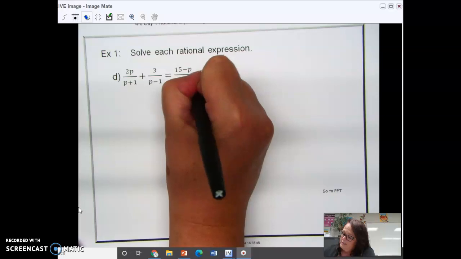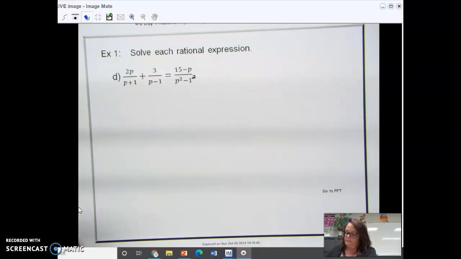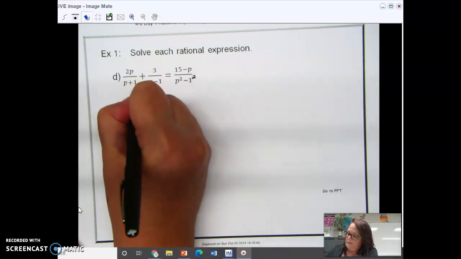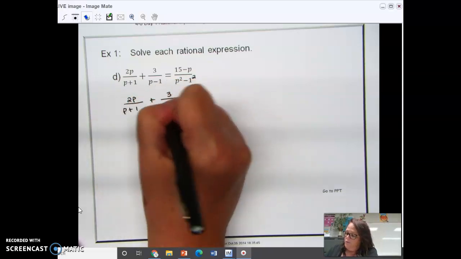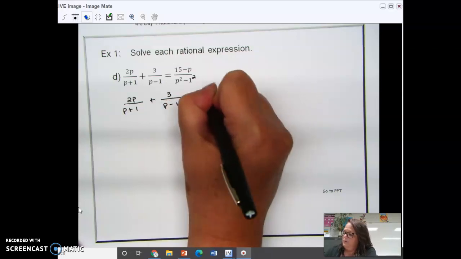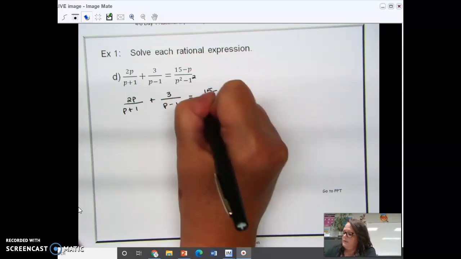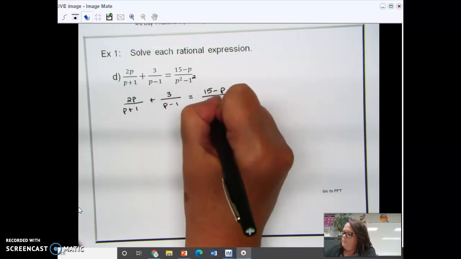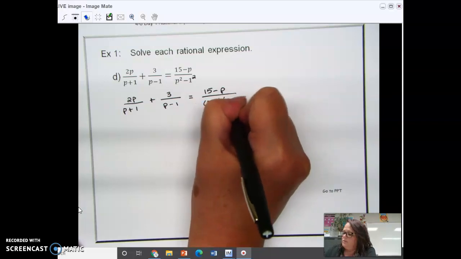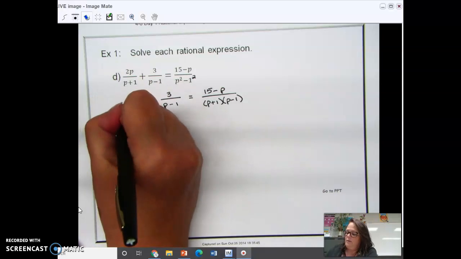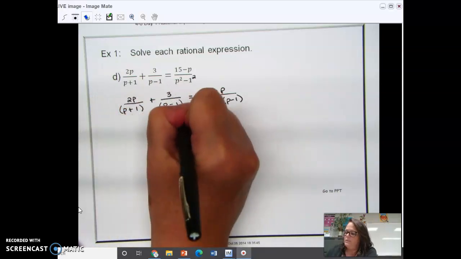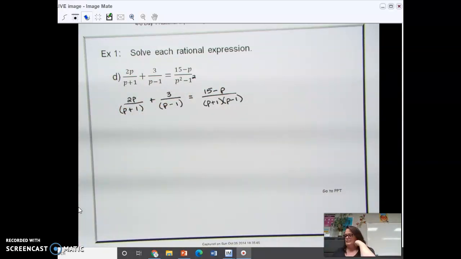So notice this is p squared minus 1 squared. So I've got 2p over p plus 1 plus 3 over p minus 1 is equal to 15 minus p over, and then this is p plus 1 times p minus 1. And if you notice, I've got some repeats here. So again, we have to think of these as whole denominators. We can't split them into pieces.